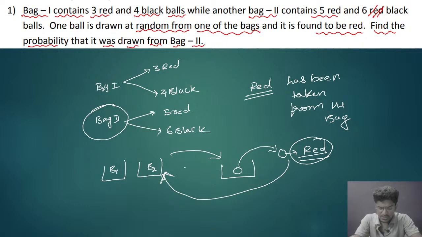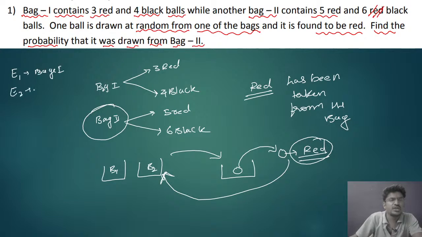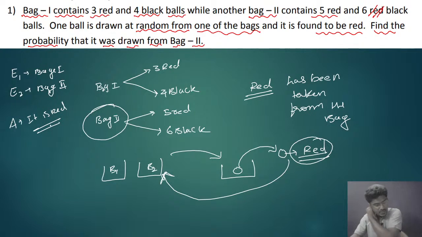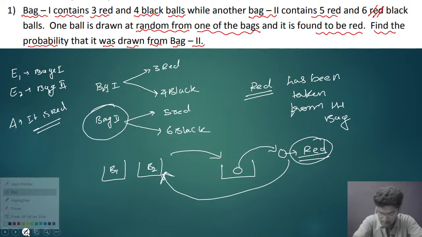Okay. Once you understand the problem, see here in every Bayes theorem there will be three events. You have to identify those three events. Here, event E1 is choosing bag 1. Event E2 is choosing bag 2. And another event A is red. So these are the three events. Using these three events, we have to solve the problem. Now let us go for solving the problem.